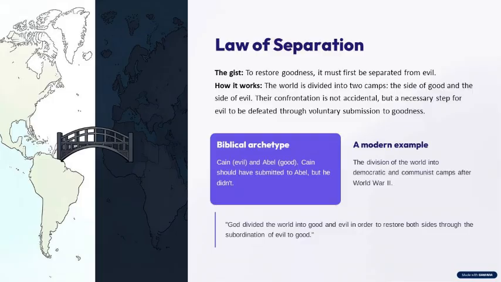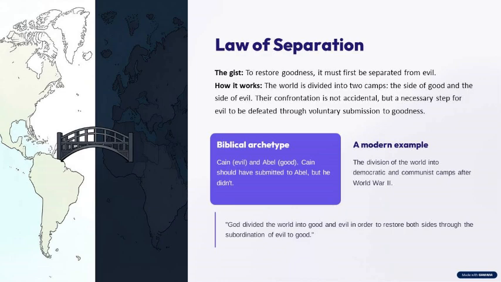In the Bible, there is a classic example, Cain and Abel. Cain represented the side of evil, Abel the side of good. According to the plan, Cain was supposed to submit to Abel, and then unity would come. But he did not do so, and the separation deepened. In modern history, we see the same thing. After World War II, the world divided into two camps, the democratic and the communist. This was not accidental. It was a providential separation, necessary so that in the end, evil would be conquered by good. Separation is not a sentence.